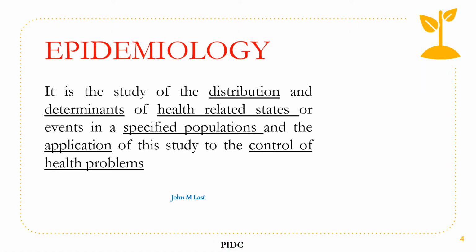So coming to the definition, epidemiology is the study of the distribution and determinants of health-related states or events in a specified population and the application of this study to the control of health problems. This was given by John M. Last. Here, a few things you have to remember: distribution, determinants, specified population. Why are you finding distribution or determinants? To control the health problems. So if you remember these three things, distribution, determinants among the specified population to control health problems. When you are memorizing any definition, try to remember the keywords.